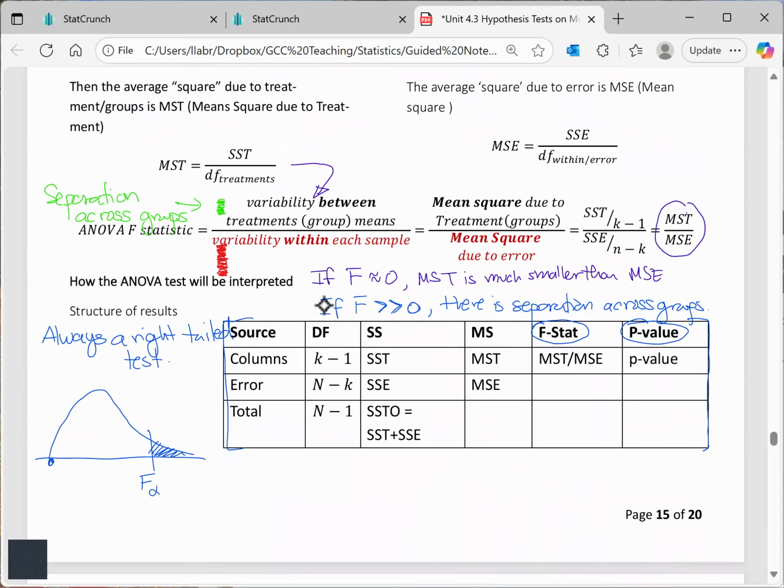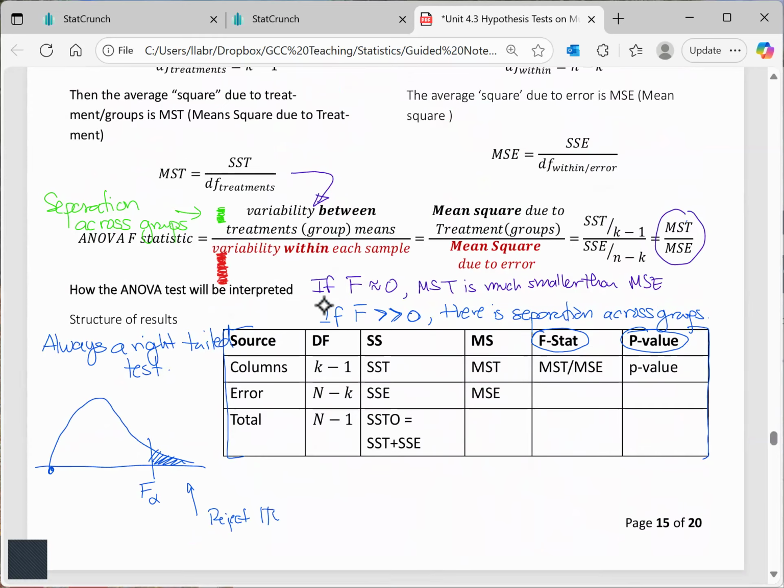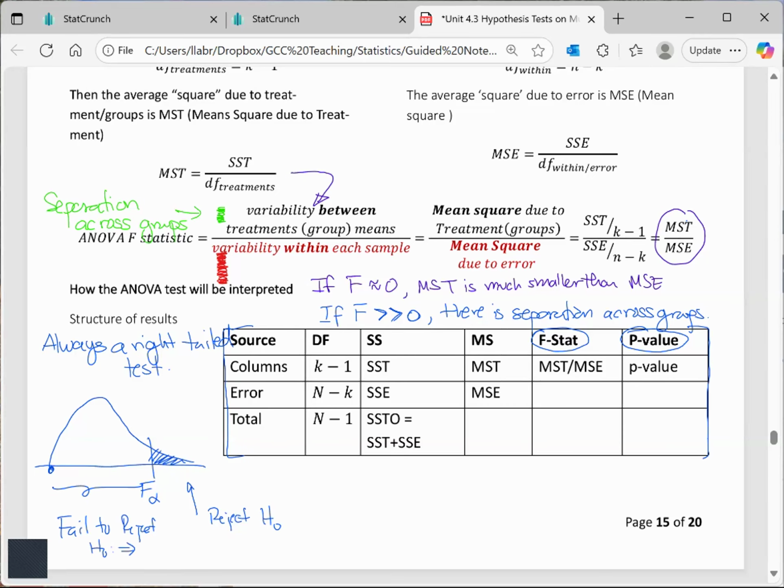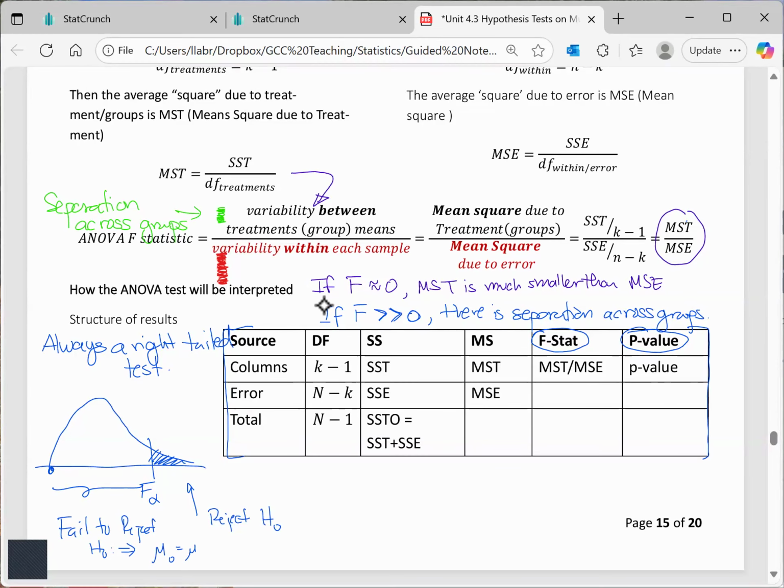So you have F sub alpha. Here it would be to reject the null hypothesis. So there is a difference across the different groups. And if you land here, that's the fail to reject the null hypothesis, which means that you would support the claim that the means should look like they're the same. All right, and that's the new procedure for checking whether the means are the same or not.